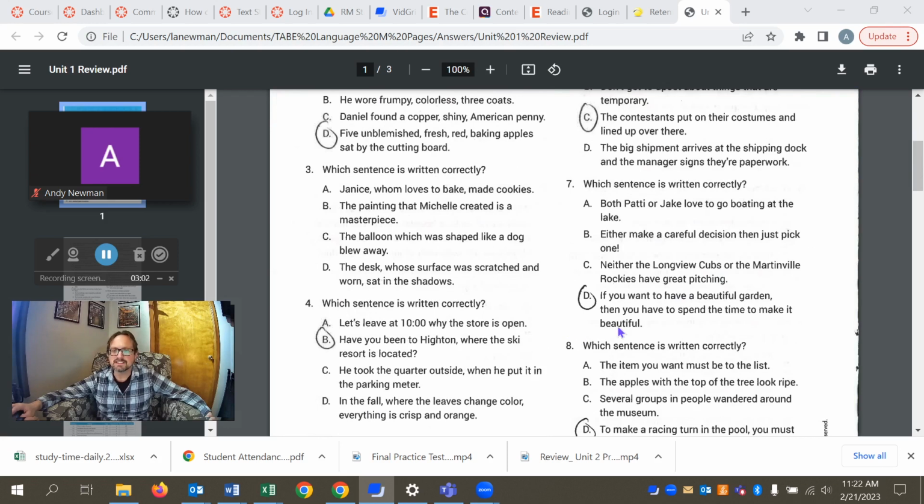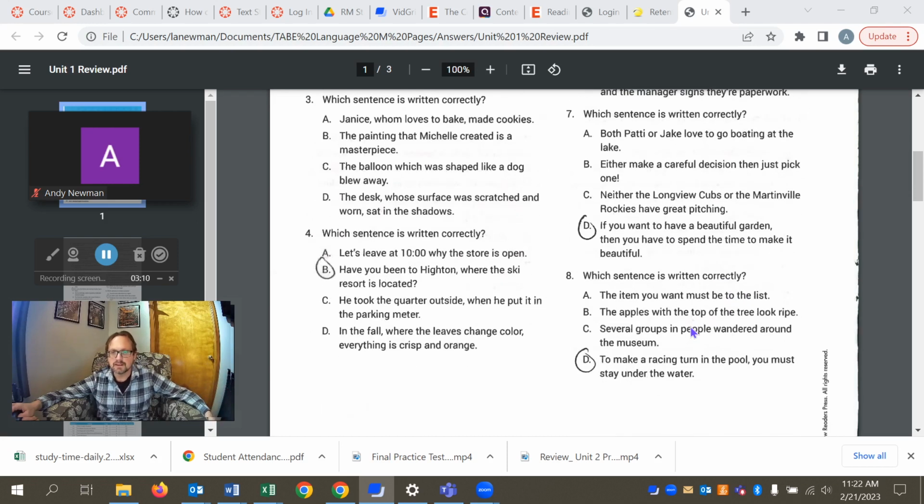In 7, our correct sentence is D. If you want to have a beautiful garden, there's our introductory clause, then you have to spend the time to make it beautiful. All right, this was about putting a comma after the introductory clause, by the way.